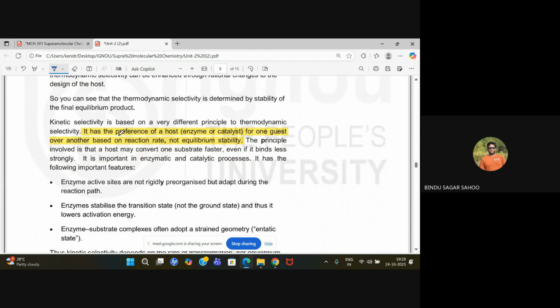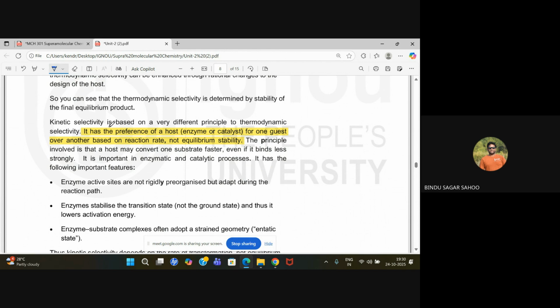So another factor is kinetic selectivity. Kinetic selectivity is basically based on a very different principle to thermodynamic selectivity. It is a preference of a host for one guest over another based on the reaction rate, not equilibrium stability. So particularly, you can say one host is available along with two guest molecules.